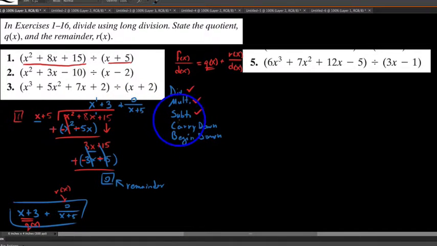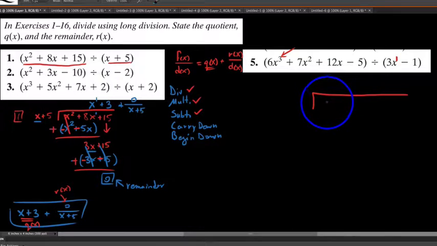Let's take a look at, say, number 5 then here. Number 5, I want to notice that we are taking a third degree polynomial this time divided by a first degree polynomial. And then we'll get some commentary on our results here in terms of the degree of our quotient. So we have 6x to the third plus 7x squared plus 12x minus 5. And on the outside here, we'll put 3x minus 1.